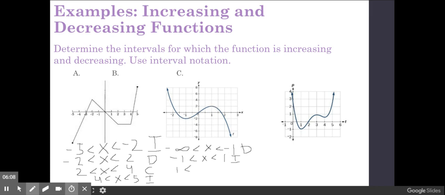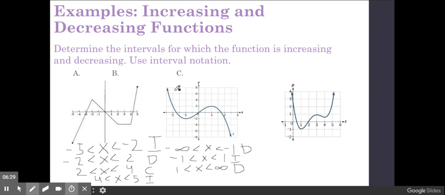And then from 1 to, since we have an arrow, we're going to write positive infinity, it is decreasing again. So it's a little bit trickier when you don't have these hard edges. It's more of a curve, but it's really just like the top of the hill is where you want to switch, and the bottom of the valley, how I like to think of it.